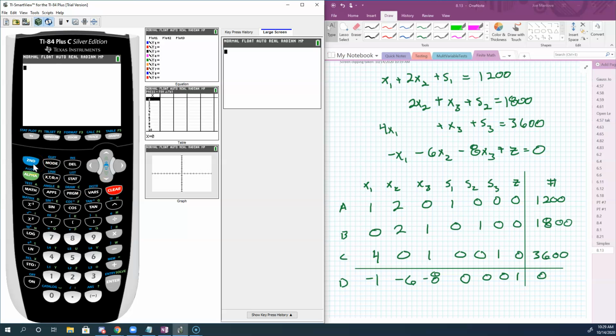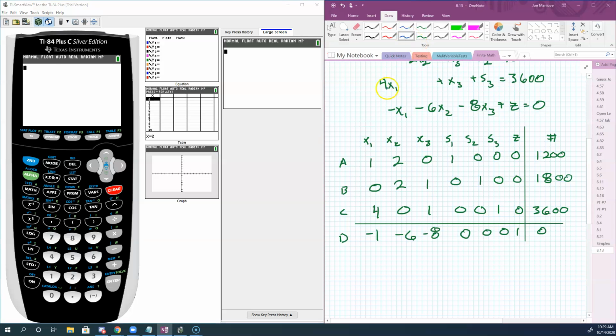Okay, so now that I've got them all in there, what's my next step? Find the greatest payoff. Okay, good. I need to go find the pivot. So I'm going to do that the same way I usually go find the pivot. I'm going to look for the most negative number. That's -8. So I know that this is my biggest payoff column.